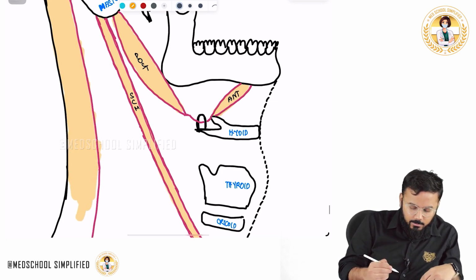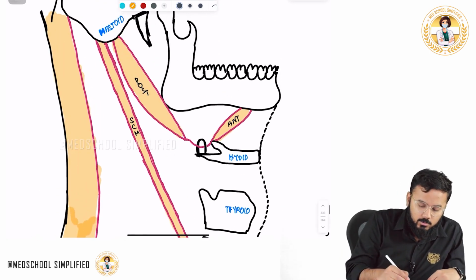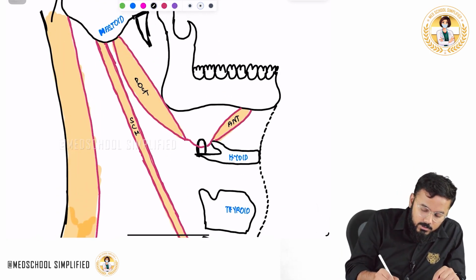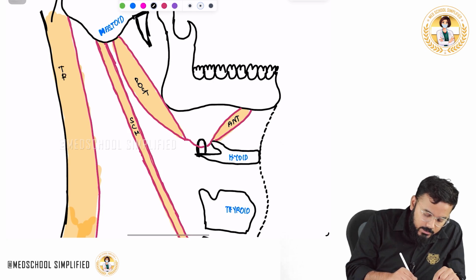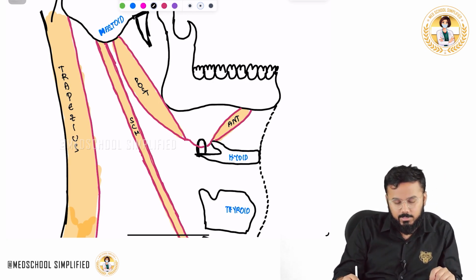So this particular muscle is called your trapezius muscle. What is the name of this muscle? This muscle is your trapezius. So this muscle over here is your trapezius.